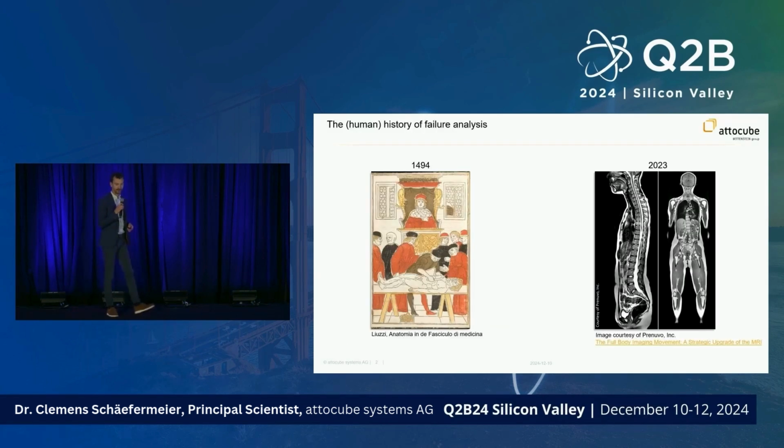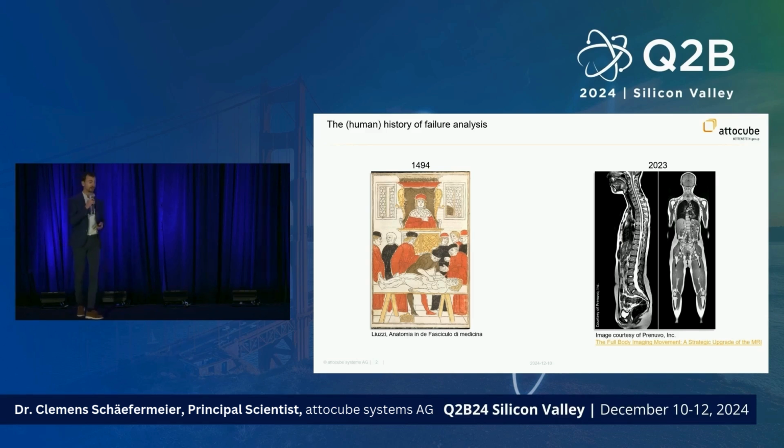And I'll start with something slightly different, namely what I call here the human history of failure analysis, specifically of human failure analysis. So 500 years ago, if there was a failure in a human body, typically to analyze it, you had to wait until it's a fatal failure. And there were rather destructive methods to see where that problem actually sits, and whether you can localize and analyze it.